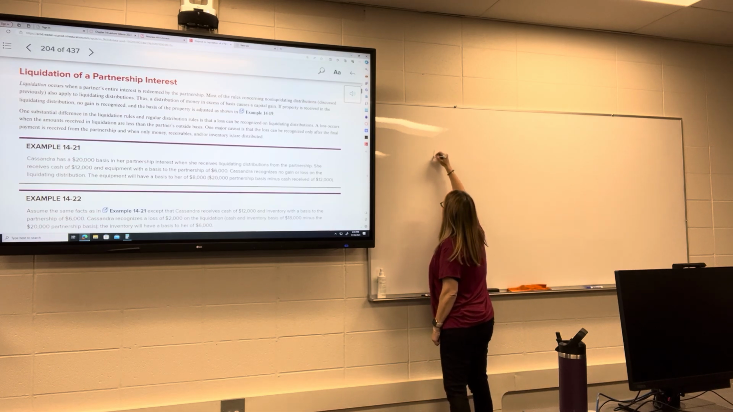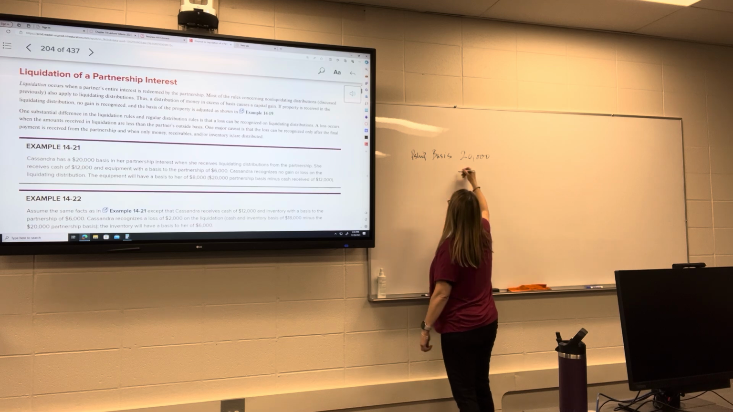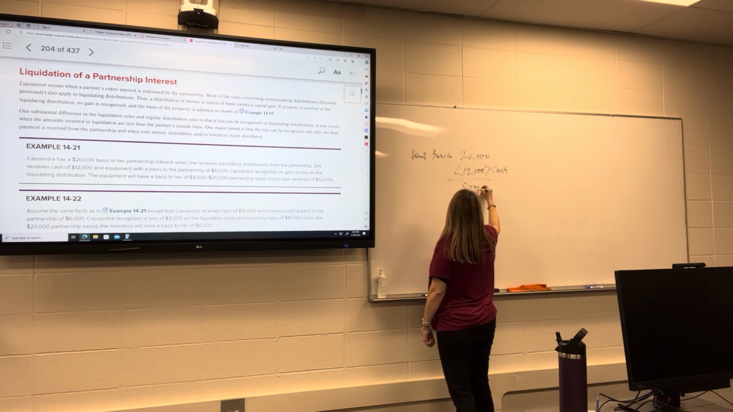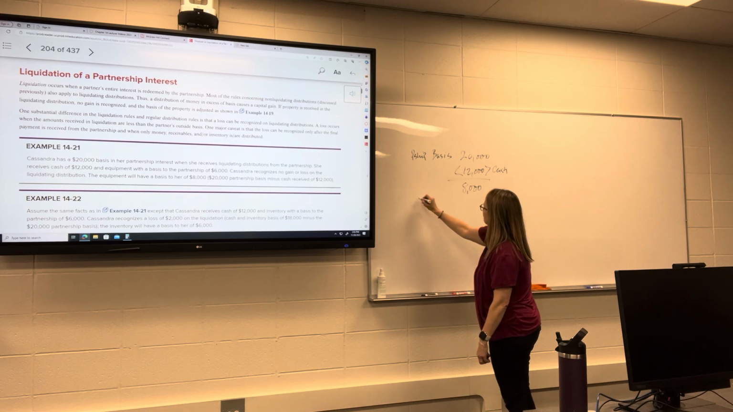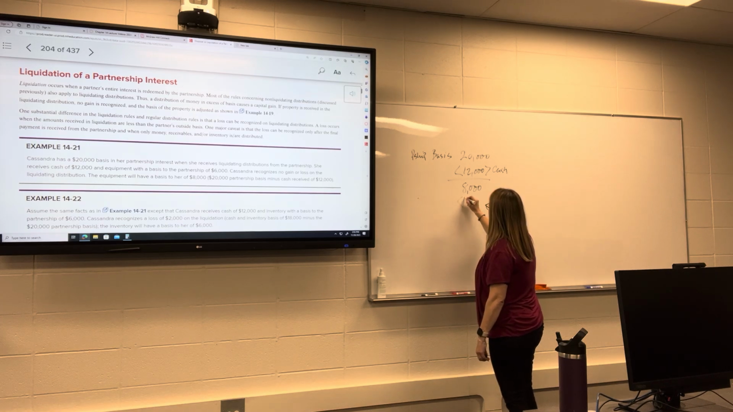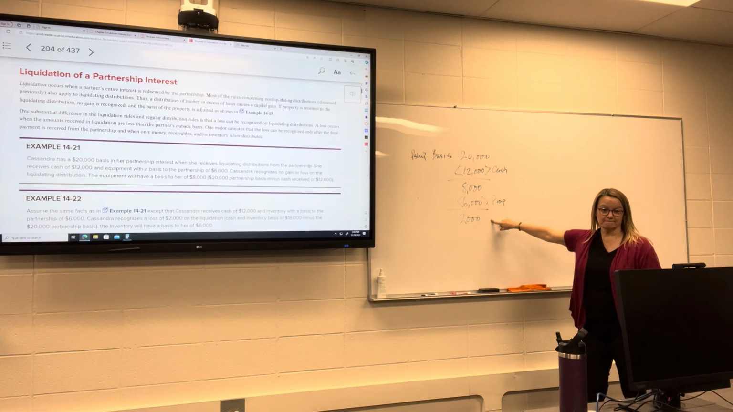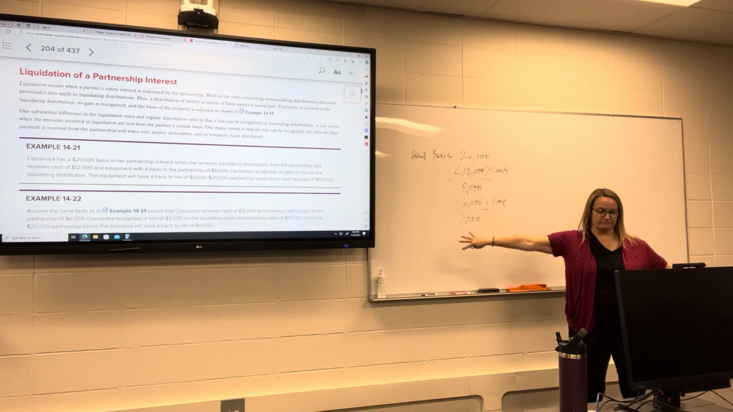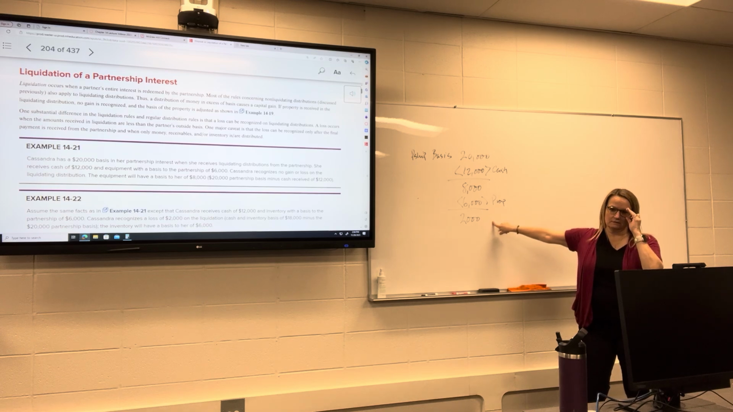All right, so her basis in the partnership is $20,000. Let's take out the cash. So her adjusted basis now is $8,000. She receives another distribution, the property, of $6,000, right? So now there's $2,000 left, which if she was still in the partnership, she would still have a $2,000 basis. But she's getting out of the partnership. So if she were not getting out, her basis in the partnership would now be $2,000, right?